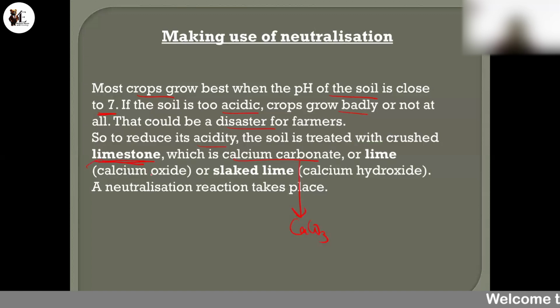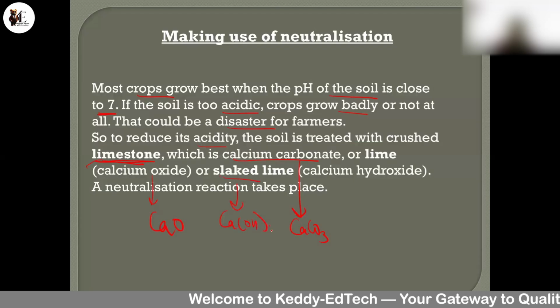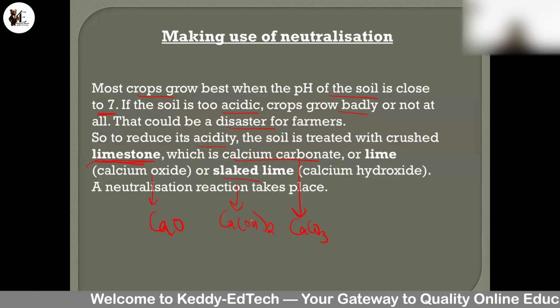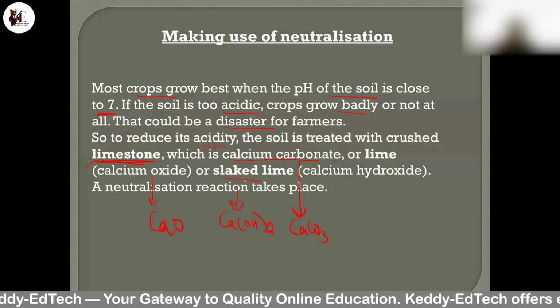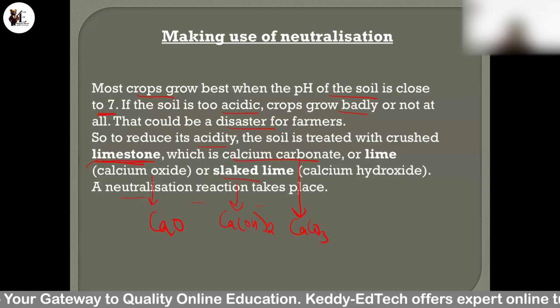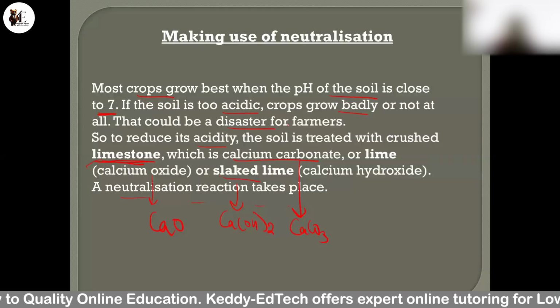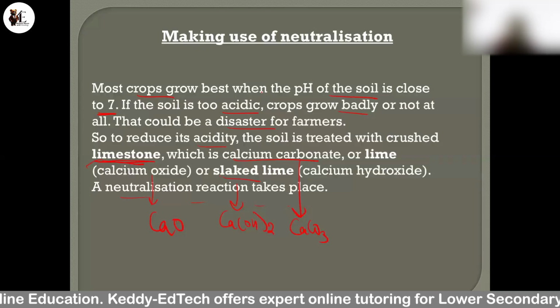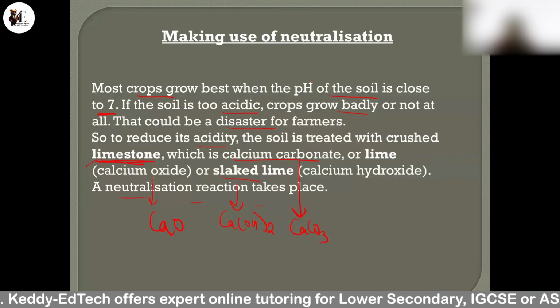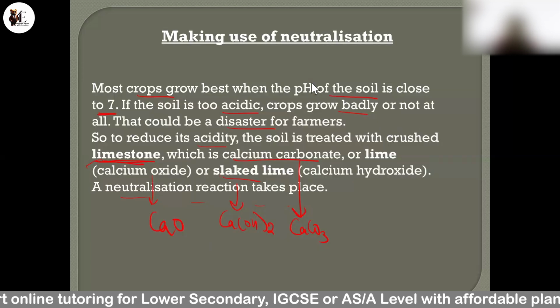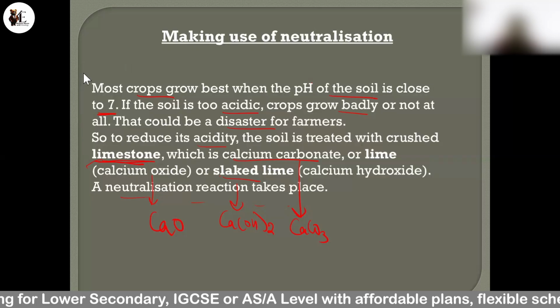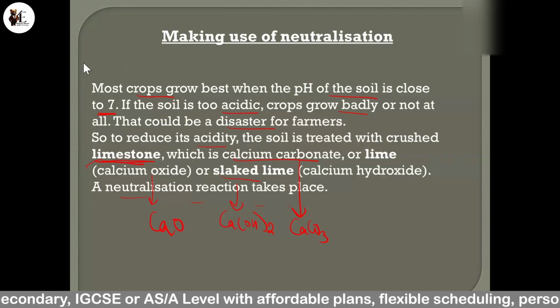Or lime. Lime is calcium oxide. You should know all the formulas. And slaked lime is calcium hydroxide, Ca(OH)2. So these all are bases, right? So when the soil is too acidic, then the farmers add these bases to neutralize the acid. Okay, so neutralization reaction will take place, and now the soil is not too much acidic. So this is the use and application of neutralization reaction in the growing of crops. Okay, is it clear? We'll study more applications. First application is this. Write it down.